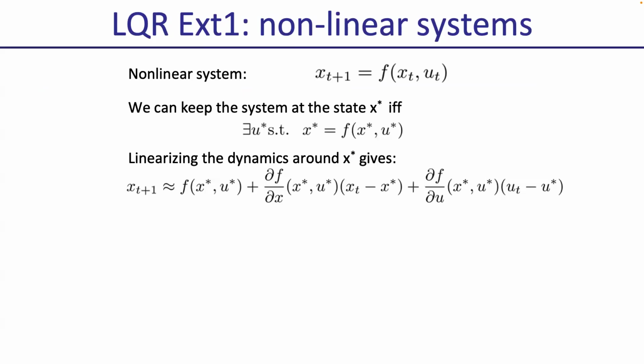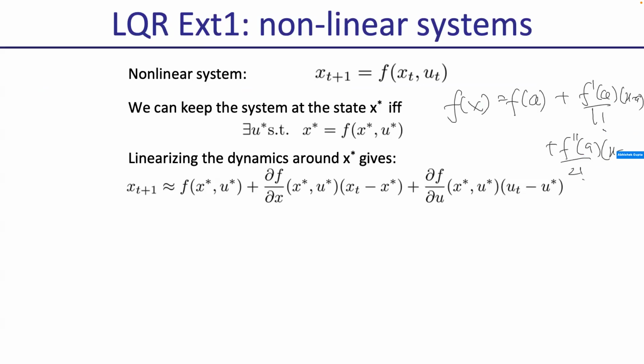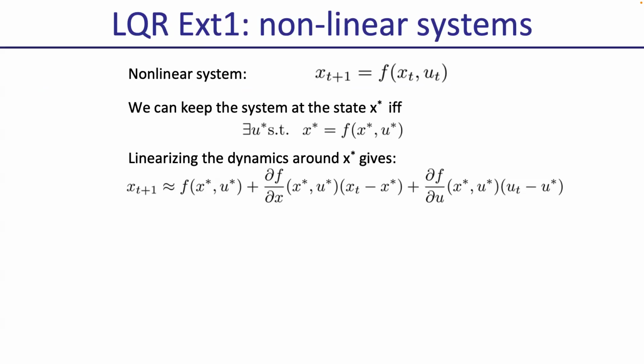So if you remember how the Taylor approximation worked, you can say that f of x is f of a plus f prime a times x minus a plus f double prime a times x minus a the whole square, and so on, right? So we're just going to take the first order Taylor approximation, but multivariate. So you're going to linearize it around x star and u star, which means that this function f is going to be approximated as f of x star, u star, plus the partial derivative with respect to x times x minus x star, plus the partial derivative with respect to u times u minus u star. Right? So this is what your Taylor approximation is going to be.